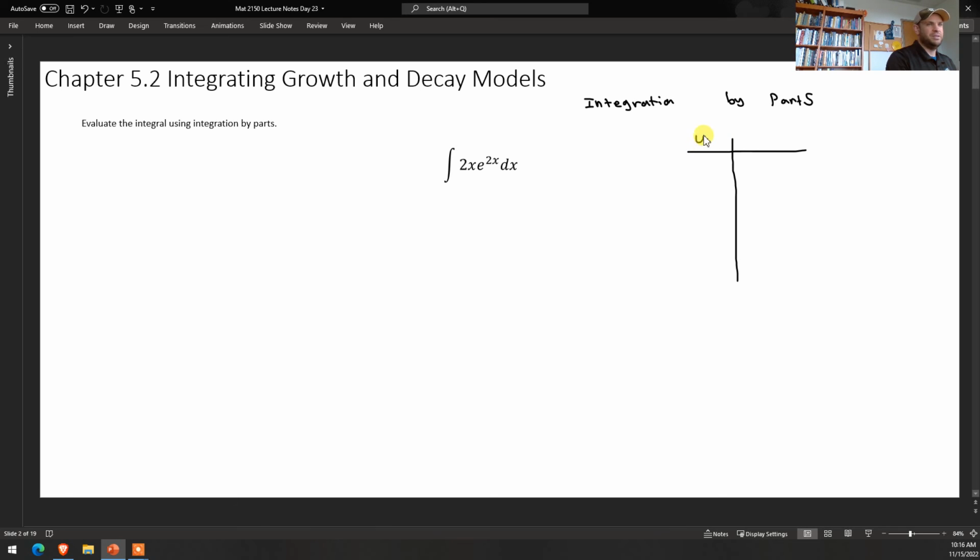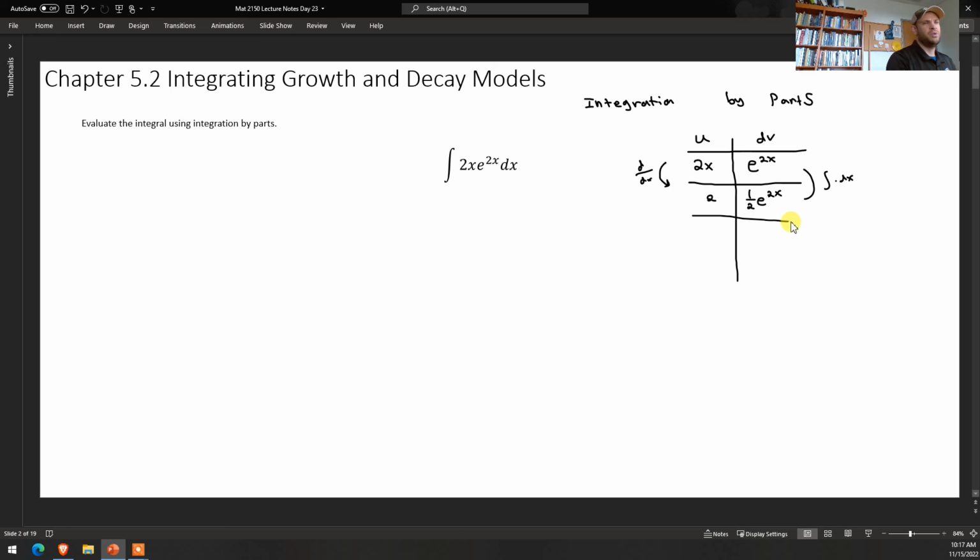On the left side of the chart, we pick the u. On the right side of the chart, we pick dv. Here, I want to differentiate 2x and integrate e to the 2x. That means that my u is 2x and my dv is e to the 2x. Now, the next row of my chart, I will differentiate to get the next level. We'll compute the derivative over here, and we compute the integral over here. The derivative of 2x gives us 2. The integral of e to the 2x gives us 1/2 e to the 2x.